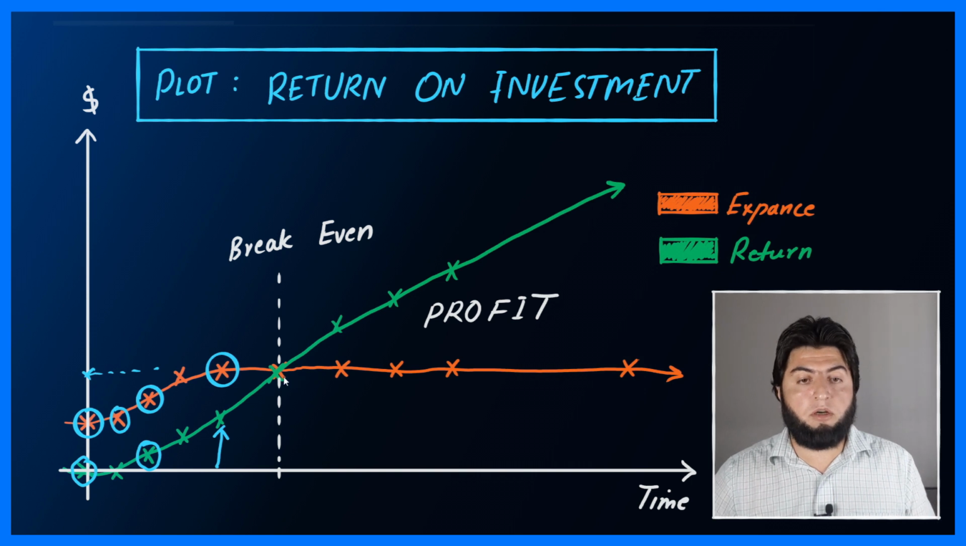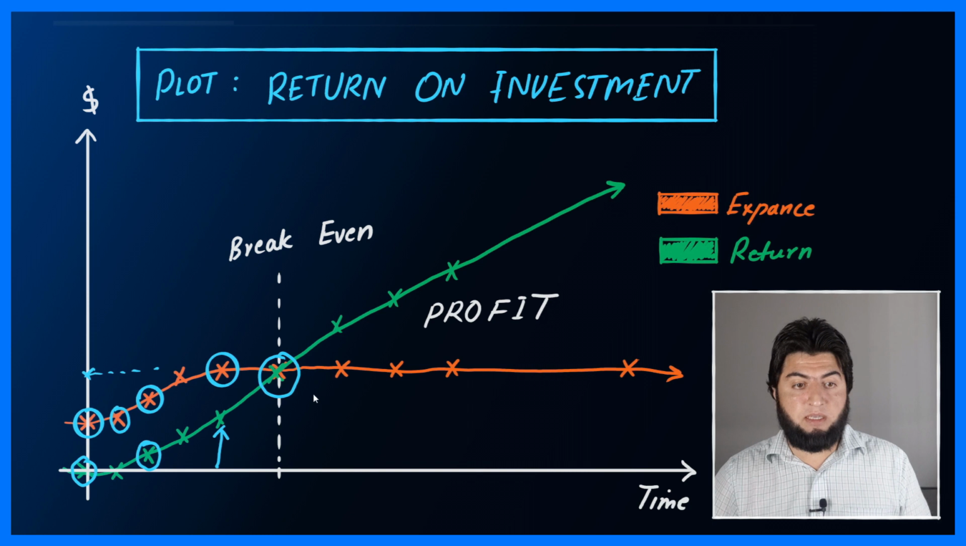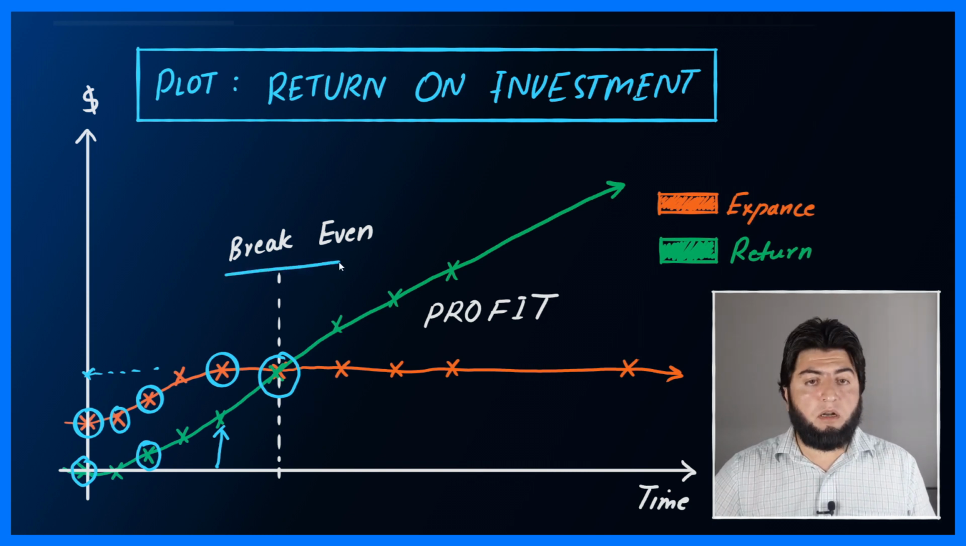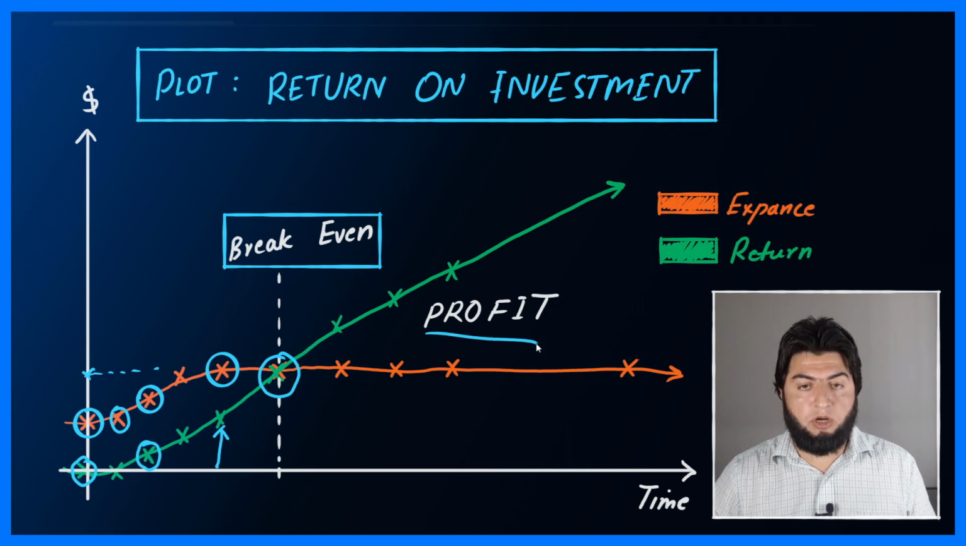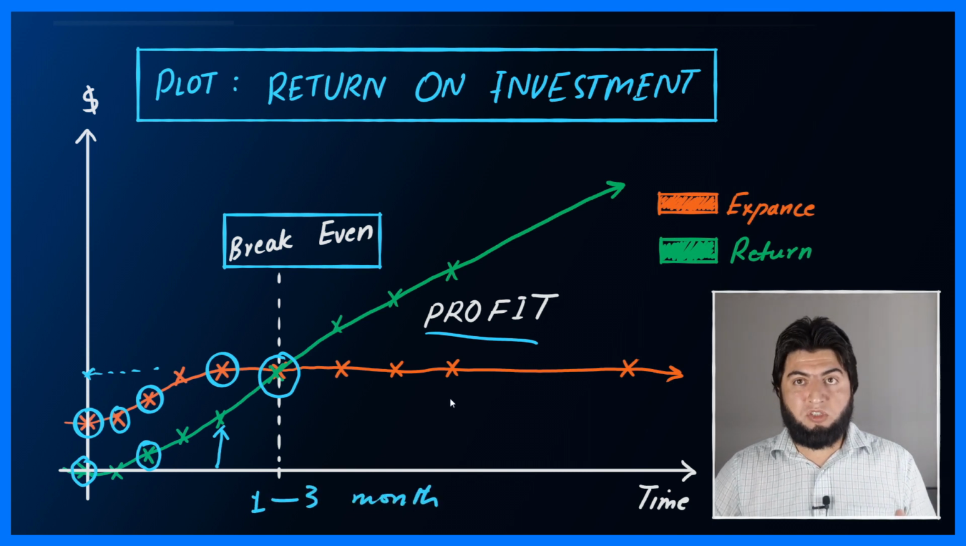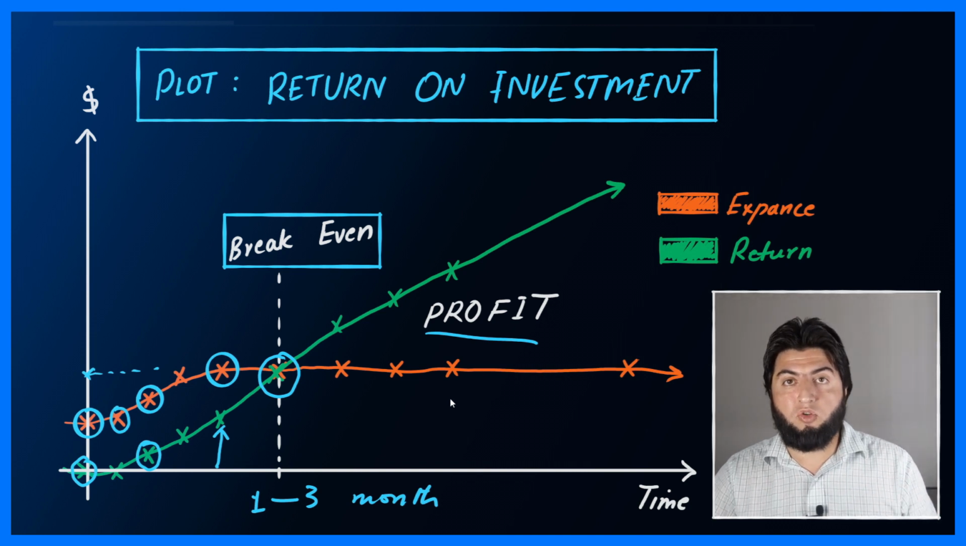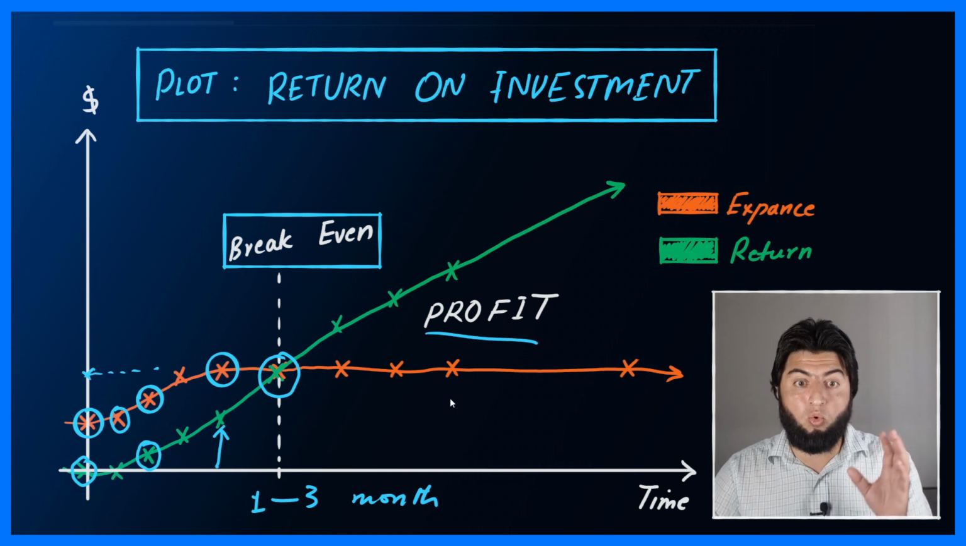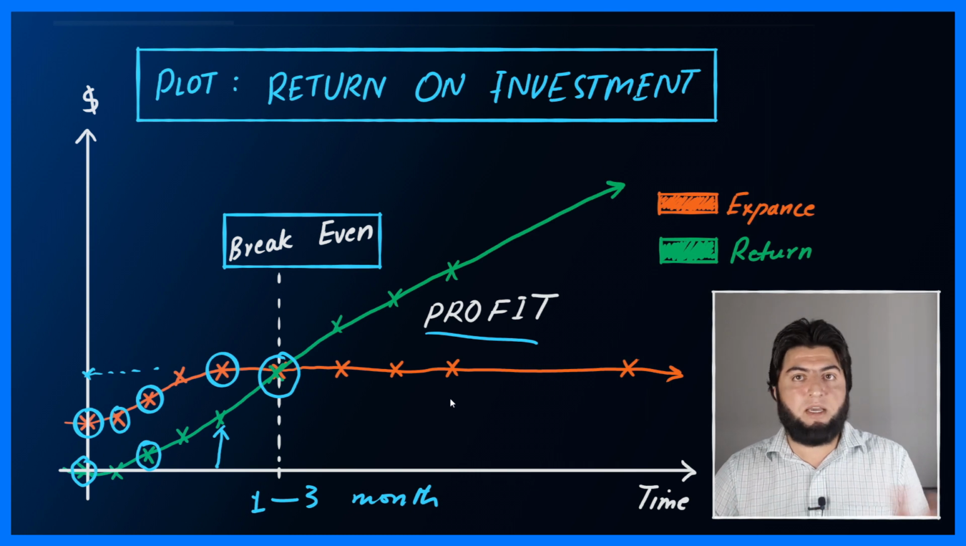But as time goes on, the return increases. We get a time where the expense is exactly the same as the return. That's called the break-even point, and that is where we start getting profit. This break-even point is usually from 1 month to 3 months. So if you start an ad, you can't expect the result directly within a week or 2, or sometimes even a month. You won't get enough results. But once it kicks in and you cross the break-even, then the sky is the limit for you.